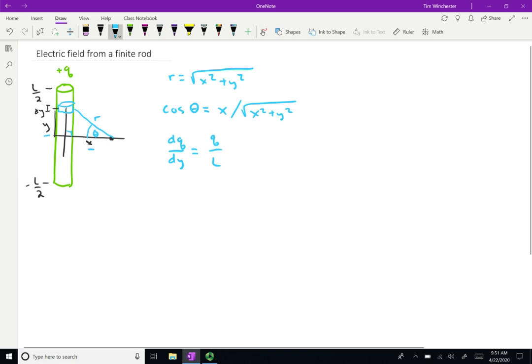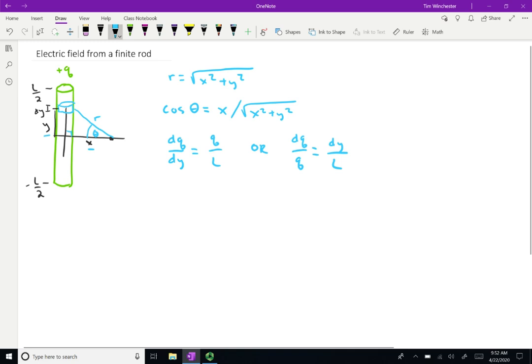Another way to think about this is that the fraction of the charge that's in that little piece is going to be dq over Q. So if 1% of the charge is in dq, then dq over Q is 1%. Okay, and that's going to be the same as the fraction of the length dy that is in the total length L.